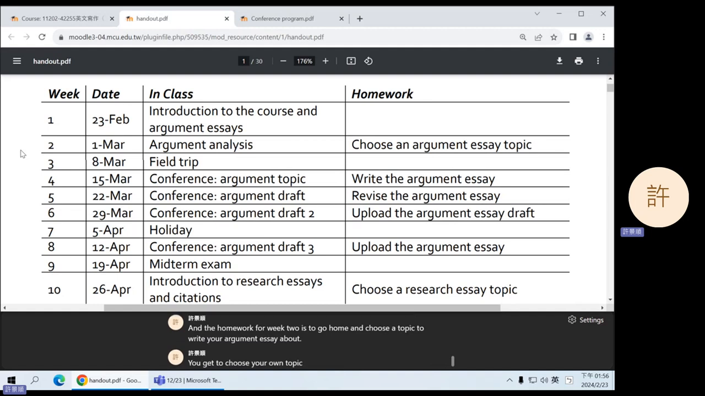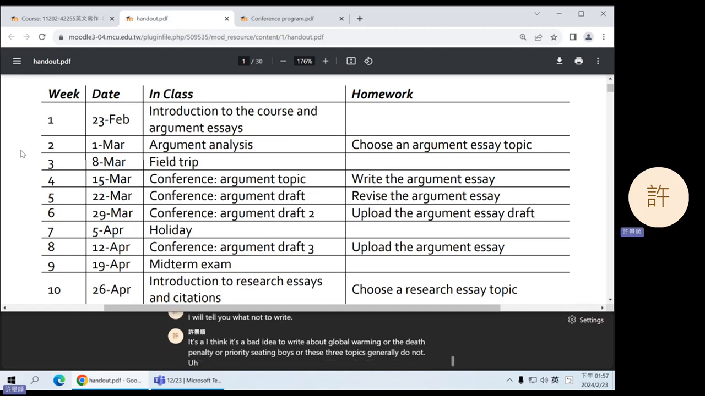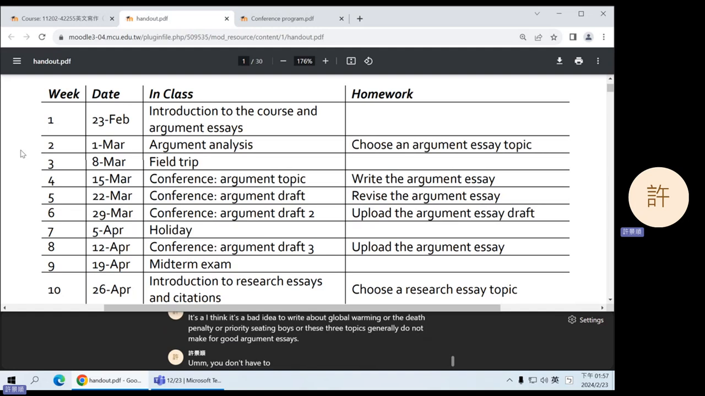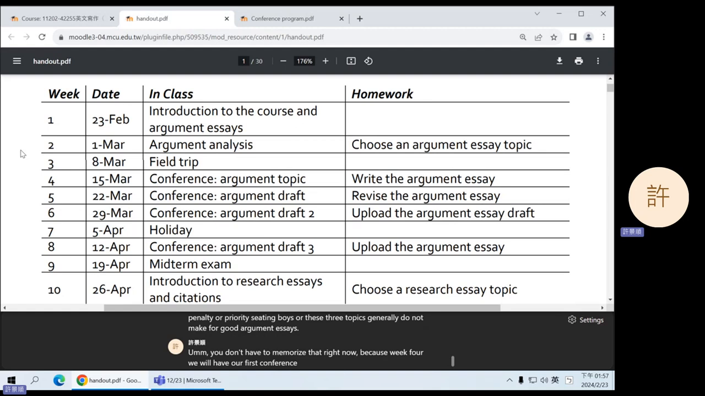I'm not going to tell you what to write. I will tell you what not to write. I think it's a bad idea to write about global warming or the death penalty or priority seating. These three topics generally do not make for good argument essays. You don't have to memorize that right now, because week four, we will have our first conference and we will talk about your argument topic.